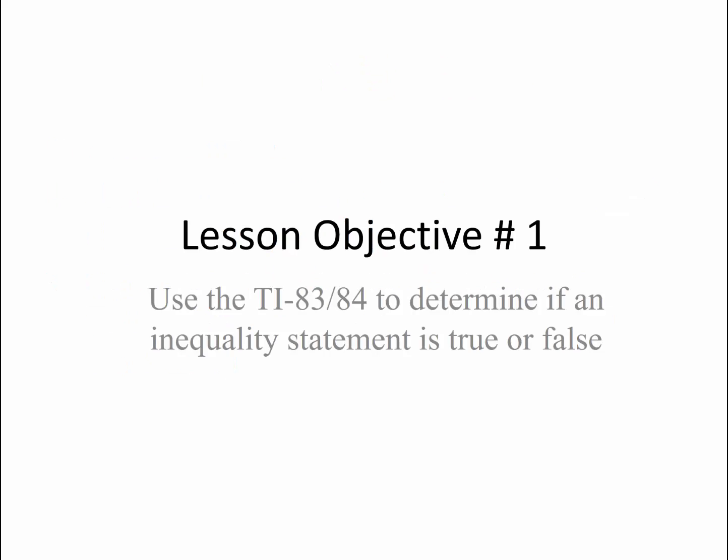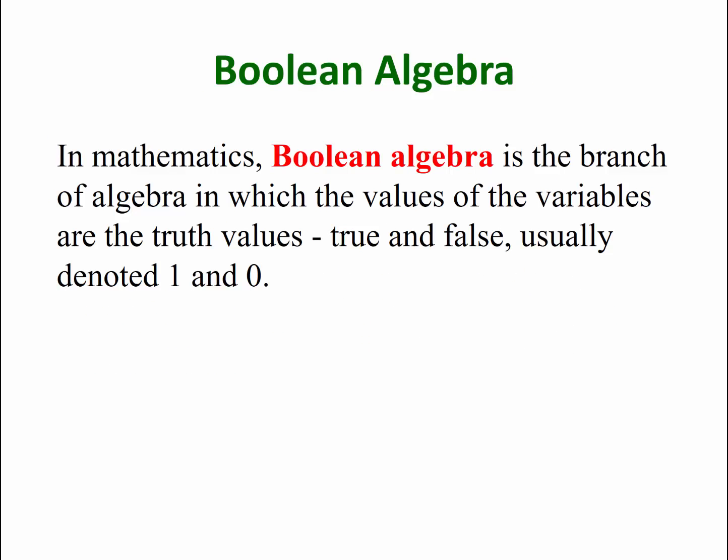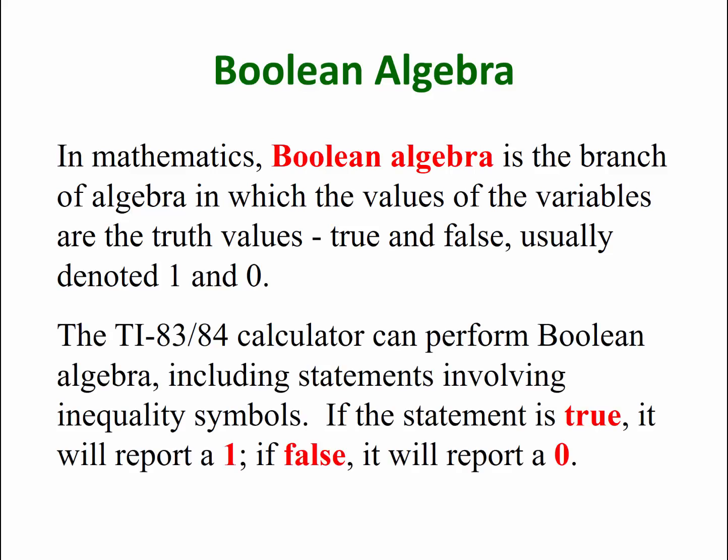Let's begin. In mathematics, Boolean algebra is the branch of algebra in which the values of variables are truth values, true and false, usually denoted by a 1 and a 0. The TI-83-84 calculator can perform Boolean algebra, including statements involving inequality symbols. If a statement is true, the calculator will report a number 1. If the statement is false, the calculator will report a value of 0.